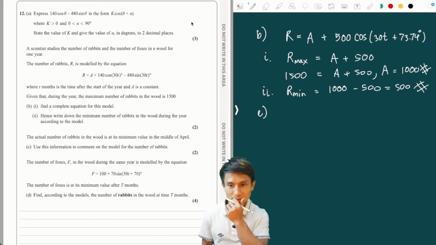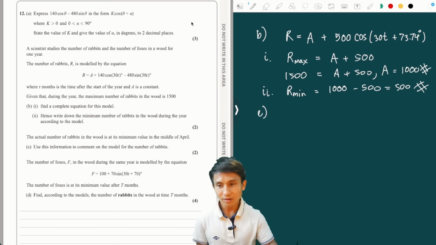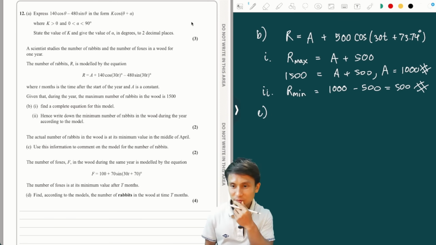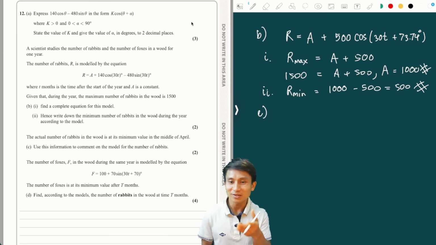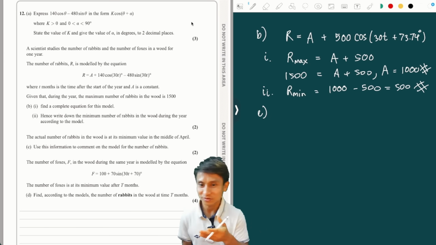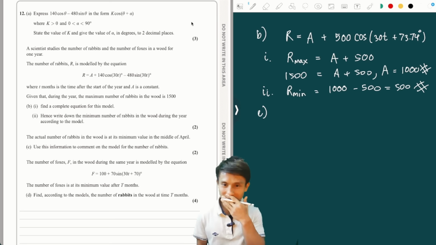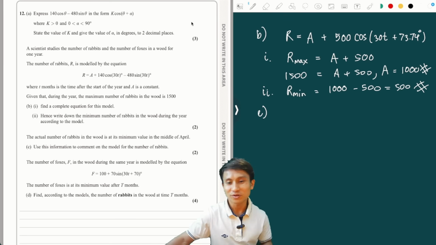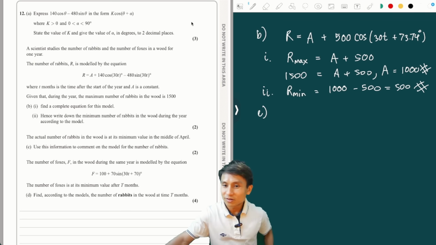Okay, so wait, which one are we doing? Okay, the actual number of rabbits in the wood is at its maximum value in middle of April. Sorry, I forgot to read that. Okay, so in the middle of April, it's kind of like Easter, right? Closing into summer. Ooh, hang on. Okay. I think we need to check something here for the foxes as well.